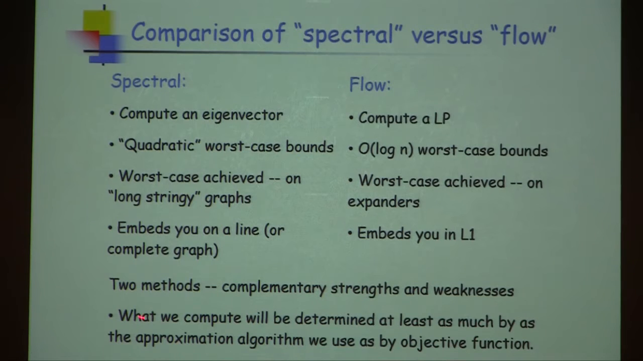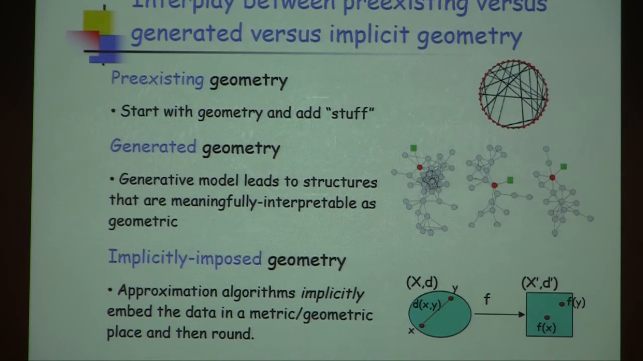And what we see in a lot of cases is what we compute will be determined at least as much by the approximation algorithm as the objective function, in the sense that there's no point in arguing about conductance or modularity or any objective unless you specify how you compute it. Because oftentimes what we see is determined at least as much by the procedure we use as by the particular objective.